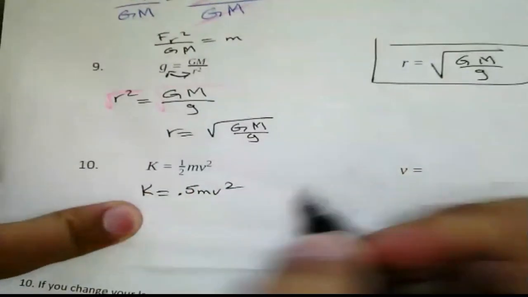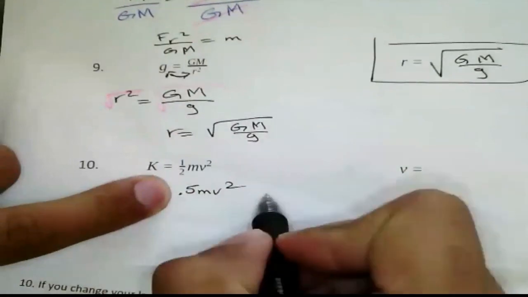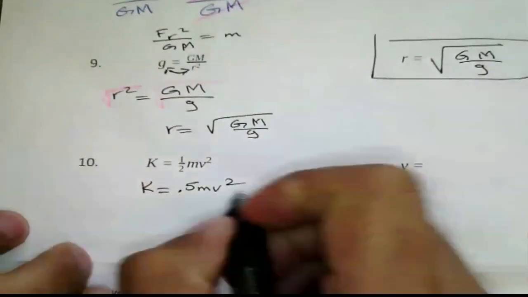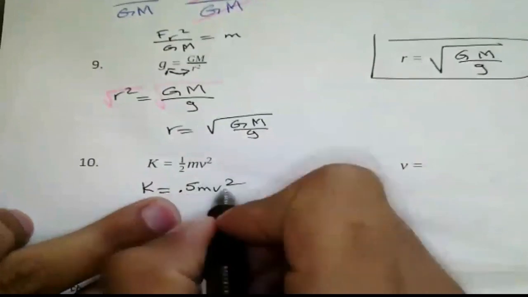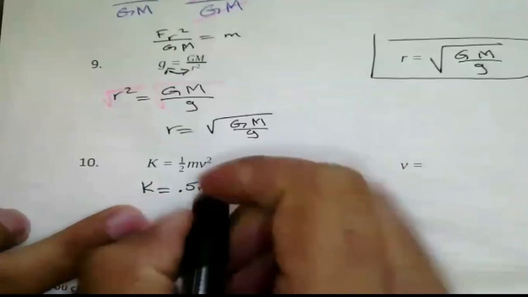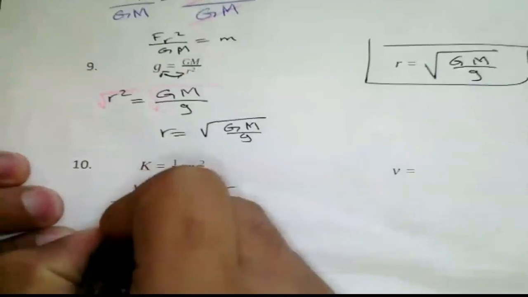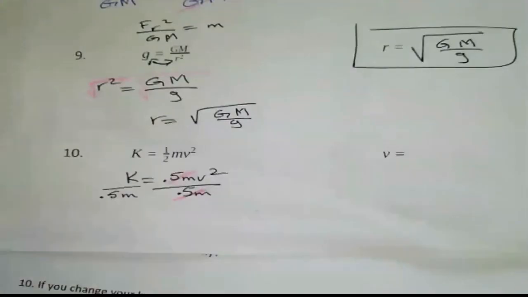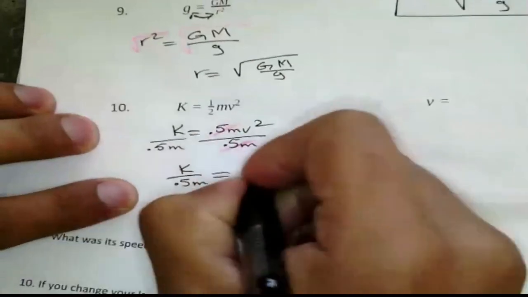And by that I mean, right now, everything is being multiplied. 0.5 times m times v squared. So everything's currently being multiplied. We're solving for v, which means we're going to go ahead and divide by 0.5 m to isolate v on its own. It's v squared right now, but the first step is to get rid of that. So divide by 0.5 m and divide by 0.5 m here as well. These cancel out. These cancel out. Rewrite your equation as K divided by 0.5 m is equal to v squared.